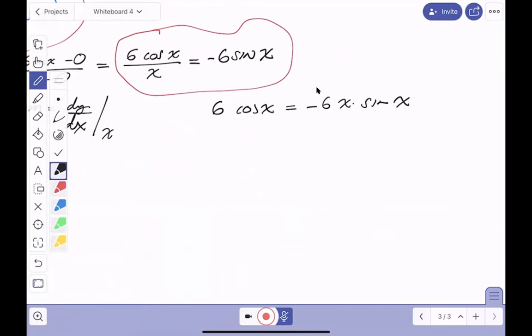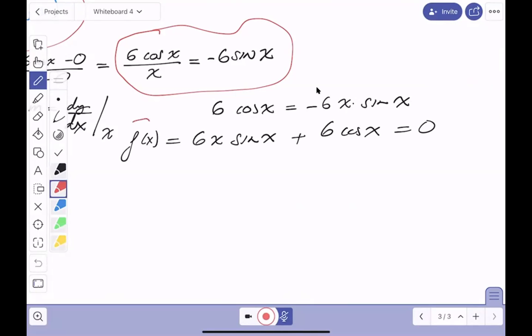Okay. What are we going to do now? Well, I got to solve this thing for 0. All right. And how would I do that? I guess what I would do is add 6x sine x to both sides. Write this down. So 6x sine x plus 6 cosine x is equal to 0. I'm going to say this is my function, f of x. I'm going to circle that, indicating this is the most important step in starting the journey of getting a solution to the problem.